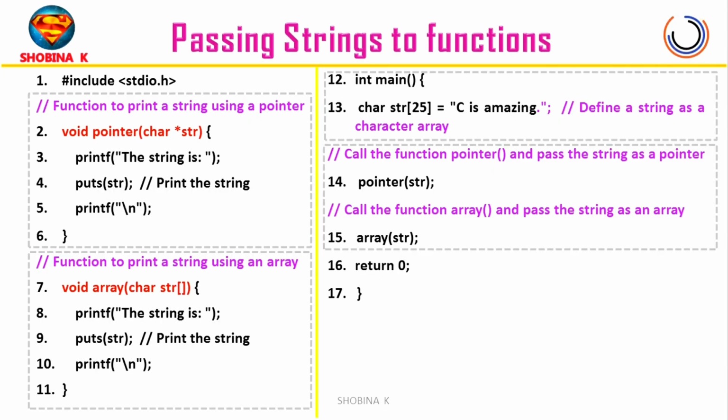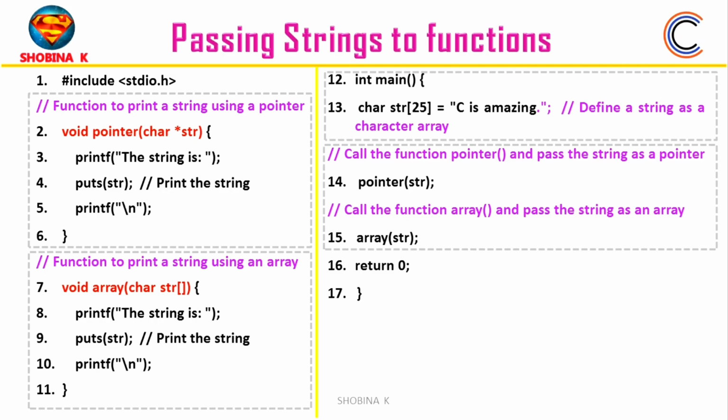And here is an example that demonstrates the usage of both methods of passing strings to a function, using pointers and using a character array. And these parts are function definitions. void pointer(char *str). This function takes a pointer to a character, that is char *str, as an argument, and it prints the string using the puts function. void array(char str[]). This function takes a character array, char str[], as an argument, and it prints the string using the puts function.